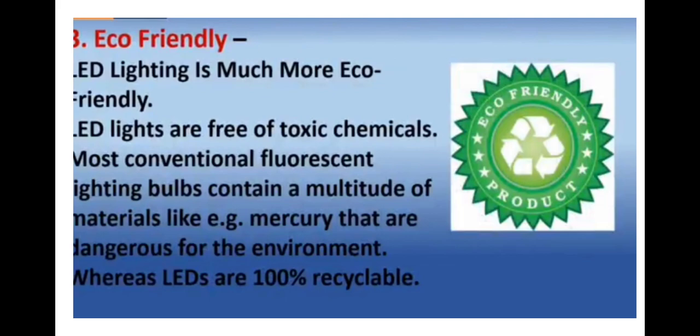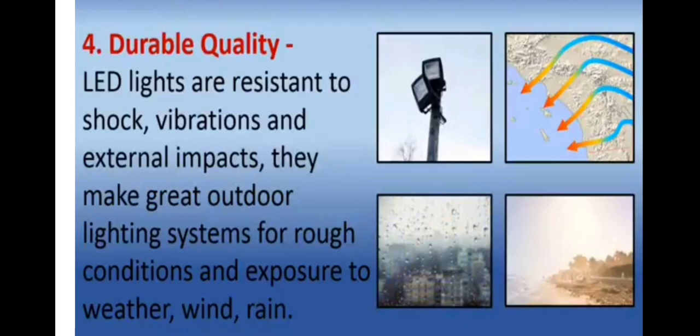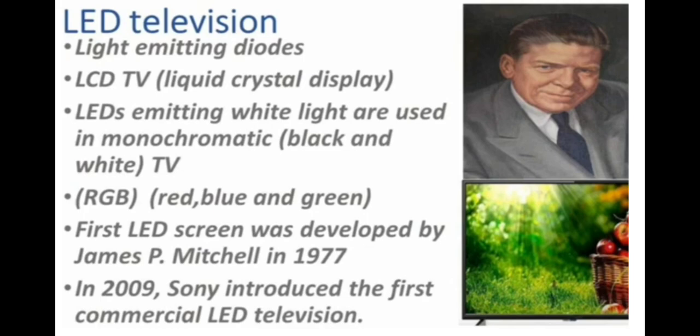Eco-friendly. LED lighting is much more eco-friendly. LED lights are free of toxic chemicals. Most conventional fluorescent lighting bulbs contain a multitude of materials like mercury that are dangerous for the environment, whereas LEDs are 100% recyclable. Durable quality. LED lights are resistant to shock, vibration, and external impacts. They make great outdoor lighting systems for rough conditions and exposure to weather, wind, and rain.